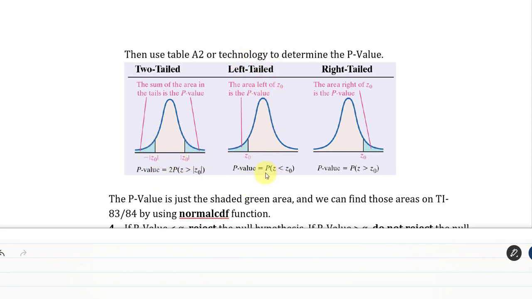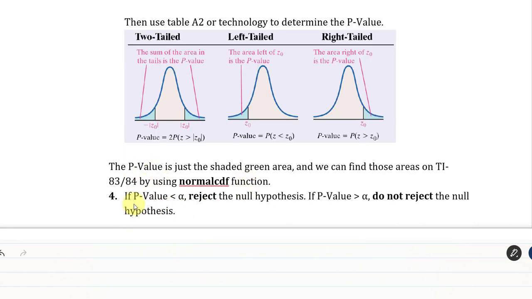For the left tail, we just have to find the area to the left of z0, which is the p-value. And then for the right tail, it's the area to the right of z0. The p-value is just the shaded area. And then we can also find those areas on the TI-83 or 84 by using the normal CDF function. I'll show you that when we get to the problem. Now again, if the p-value is less than alpha, we reject the null hypothesis H0, and if the p-value is bigger than alpha, we do not reject, or we fail to reject, the null hypothesis.